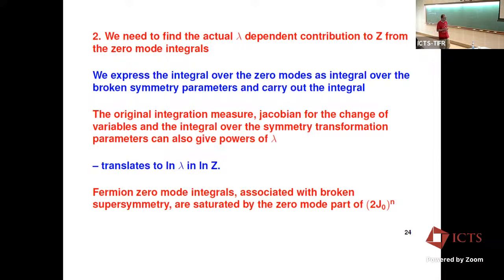And here let me again mention that the fermionic zero mode integrals are associated with broken supersymmetry, and they are saturated by the zero mode part of 2j0 to the n. If this factor had not been there in the path integral, then the result would simply vanish, right? Because the fermion zero mode integral gives you 0.